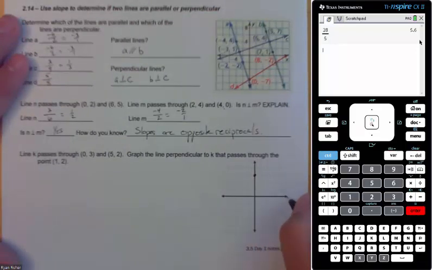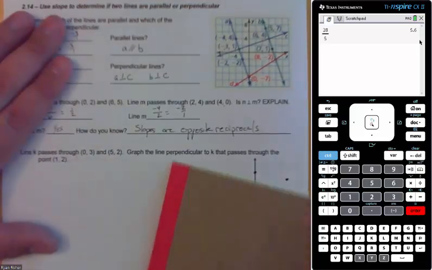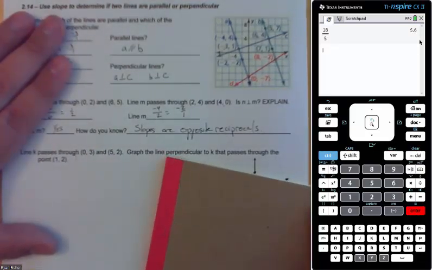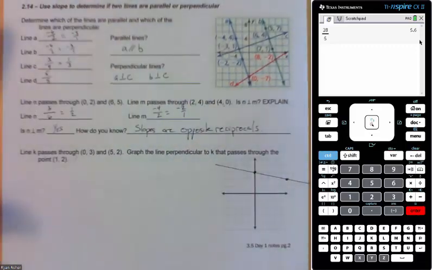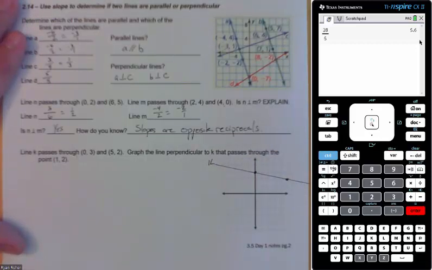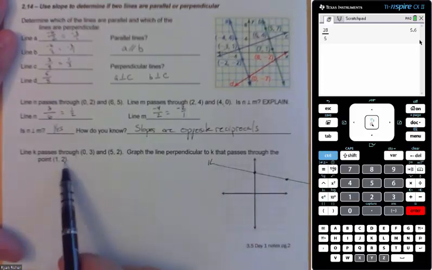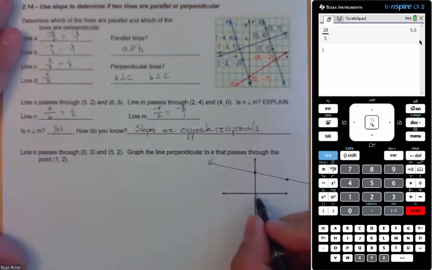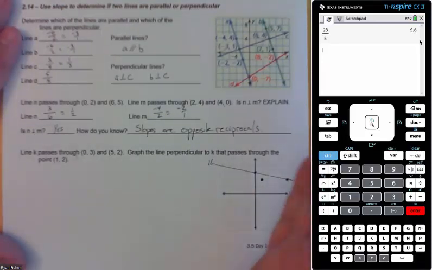1, 2, 3, 4, 5, 1, 2. And I'll try to make this straight. I'll grab this straight edge. And here's line K. I want to graph a line that's perpendicular to this one, and also goes through this point 1, 2. So maybe I'll plot that point, over 1 up 2. And I need to somehow draw a line that's perpendicular here.